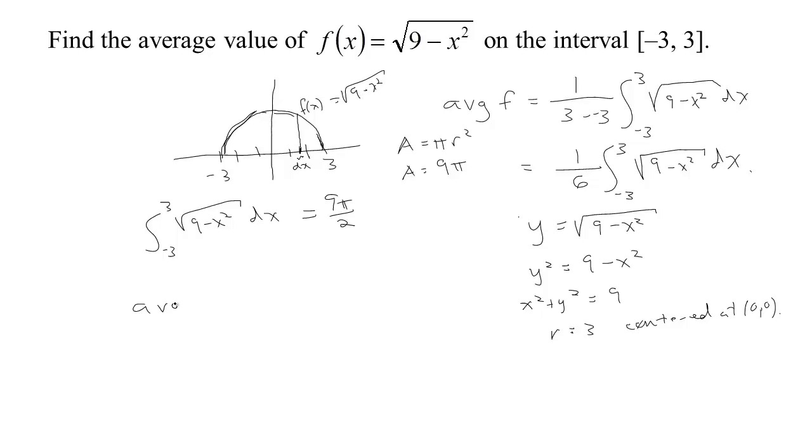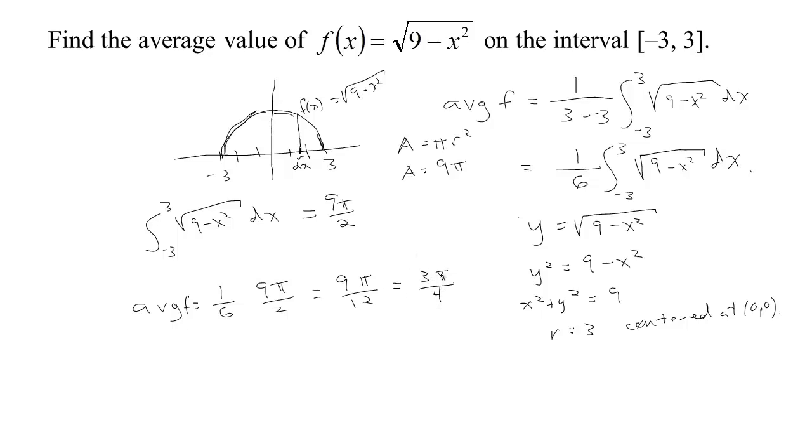Since we know the average value of that function is 1 over the interval length times the integral, and we just figured out that the integral was 9 pi over 2. If we multiply, we have 9 pi over 12, and we can reduce, because 3 will go in the top and the bottom, we get 3 pi over 4.